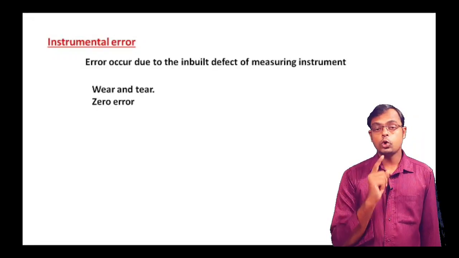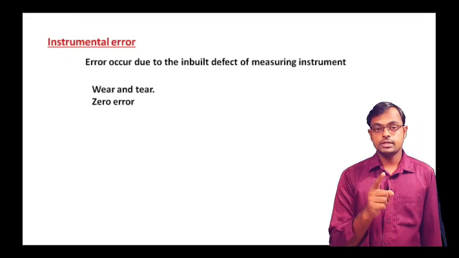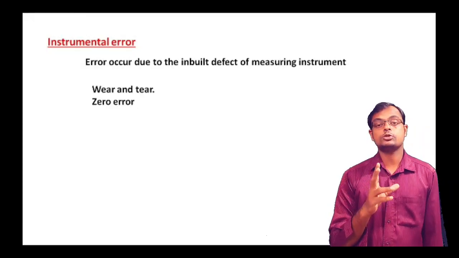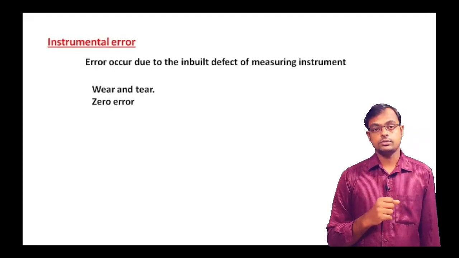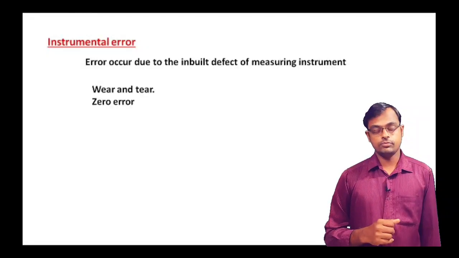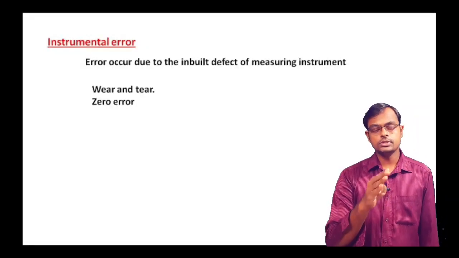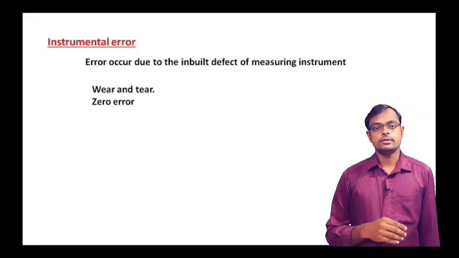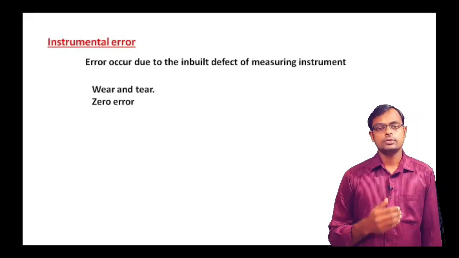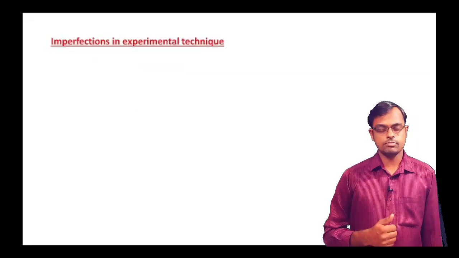If both do not coincide, then we can say that there is an error, and that error is called zero error. So that may occur in the vernier caliper. These are the examples for instrumental error. Now let's discuss the second one coming under systematic error.